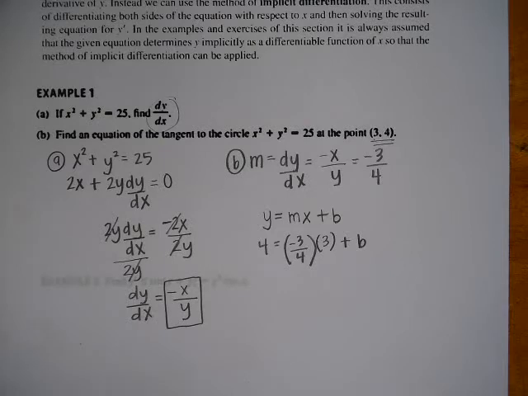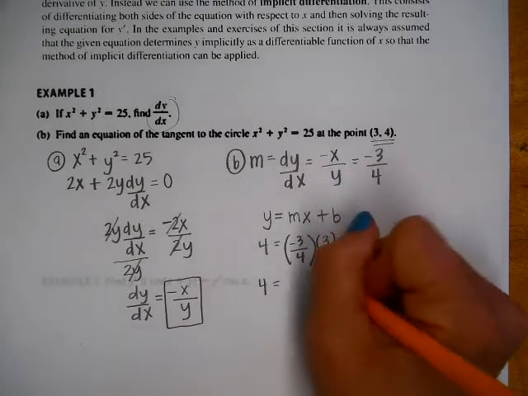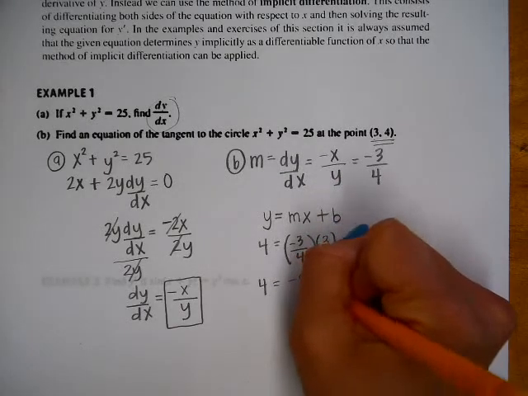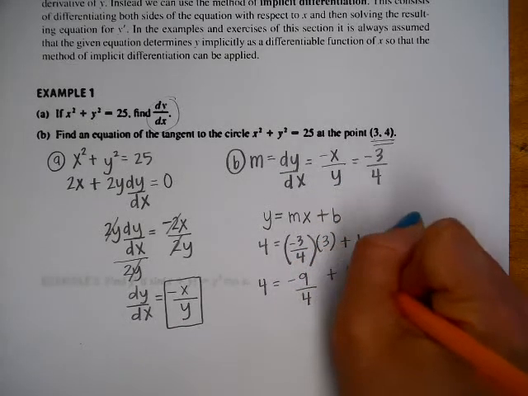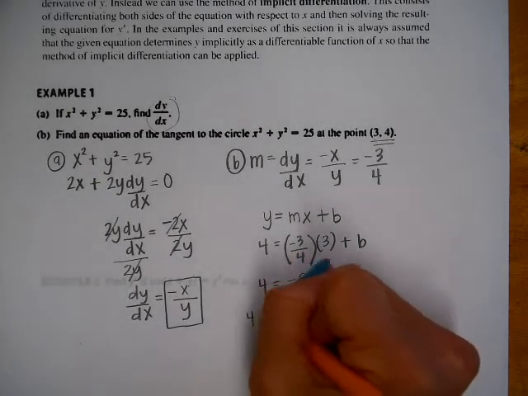Double checking, making sure I did that right. I did it different on my notes. I used point slope formula on my notes. Alright, so then that would be 4 equals negative 9/4 plus b. Right, and then move that to the other side.